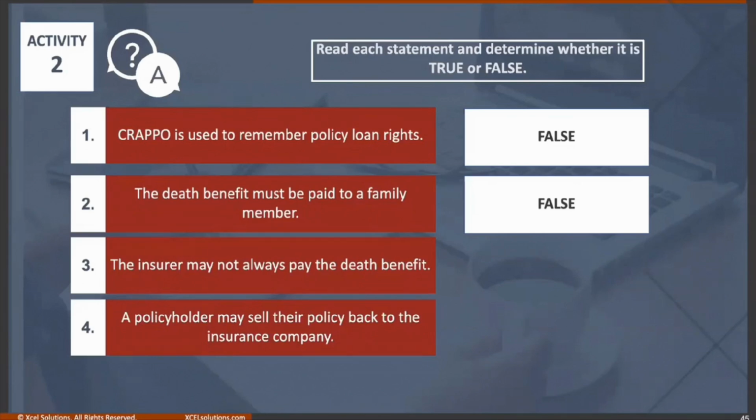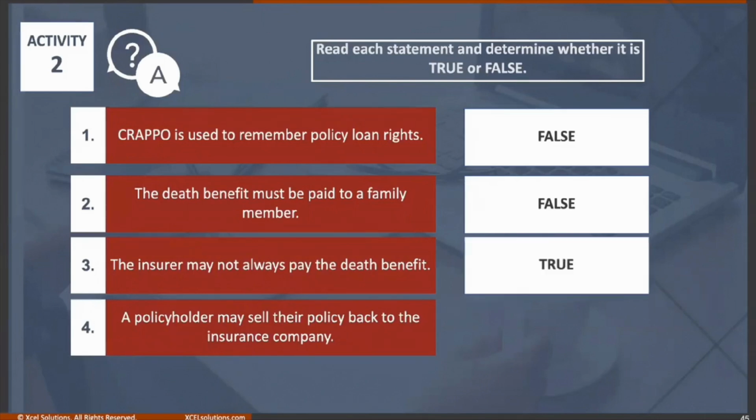Question number 3. The insurance company may not always pay the death benefit. That is true. Because if that insurance company proves within the first 2 years of that contract that fraud has been created on that application for that life insurance policy, they will void out the contract and they will not pay out the death benefit. The very most they would ever pay is a return of premiums paid to them. So, question number 3 is a true statement.